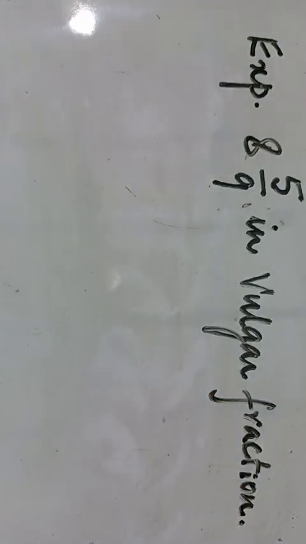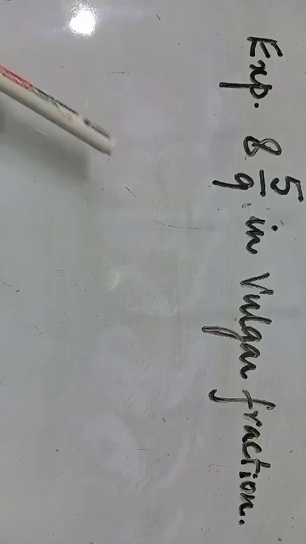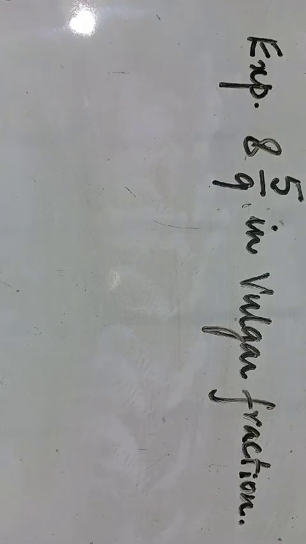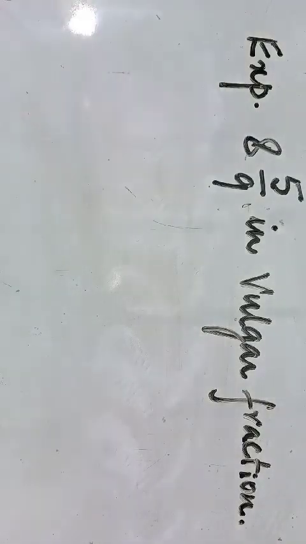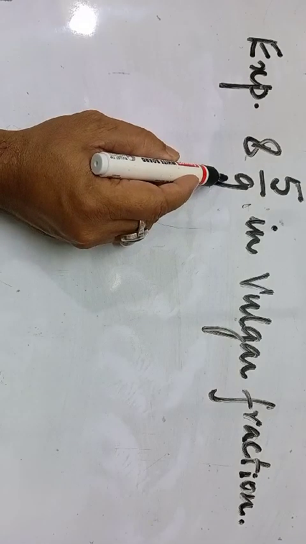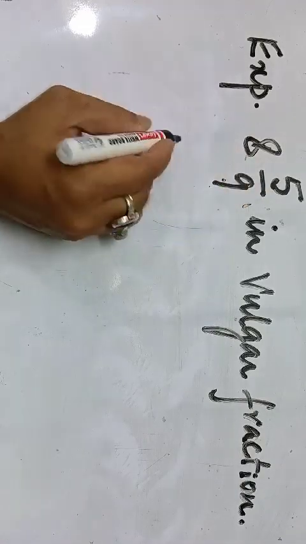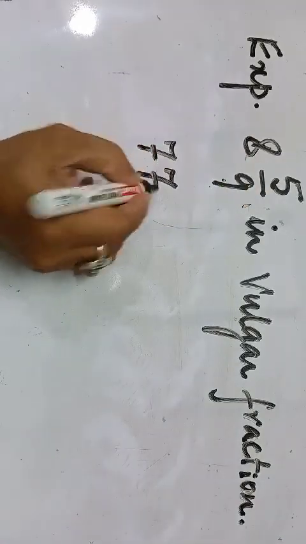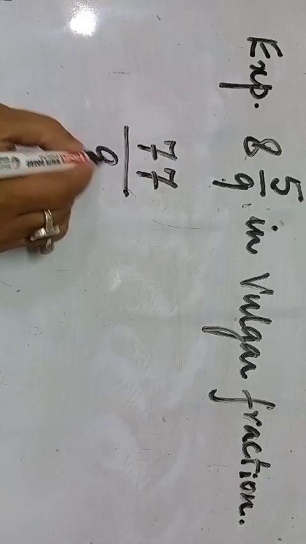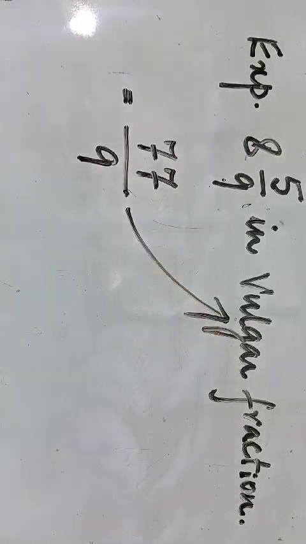Express 8 whole 5 by 9 in vulgar fraction. So if this number is to be expressed in vulgar fraction, that naturally means that it is not already vulgar. Okay, so you have 8 whole 5 by 9. So this is a mixed fraction, if you remember. So 9 8s are 72. 72 plus 5 will make it 77 upon 9. As simple as that. So this is what you know as a vulgar fraction.